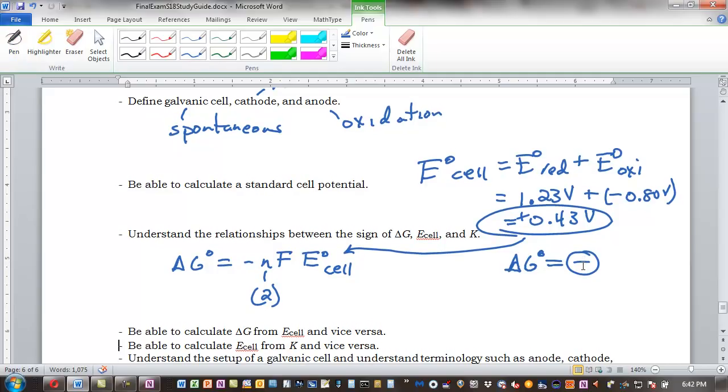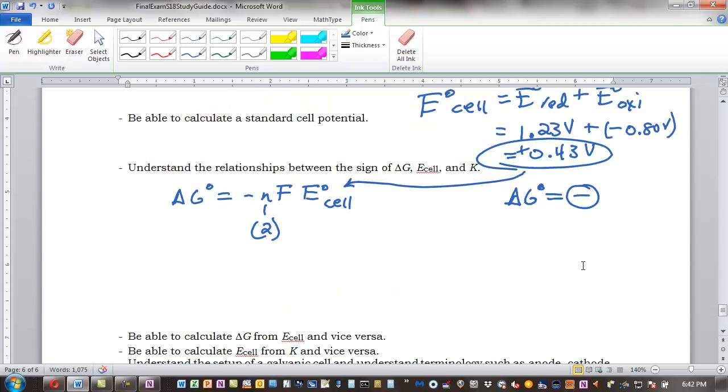The equation that you would need to go to the equilibrium constant from the cell potential, let's write that in here. Okay, again, that will be on the equation sheet. But that's how we could put these together. So with a positive cell potential, we're going to get a negative delta G. We could take that same cell potential, plug in that same N, and solve for K. And K will be large.